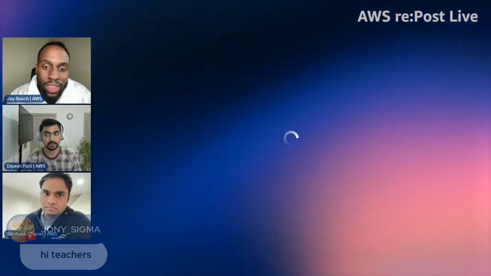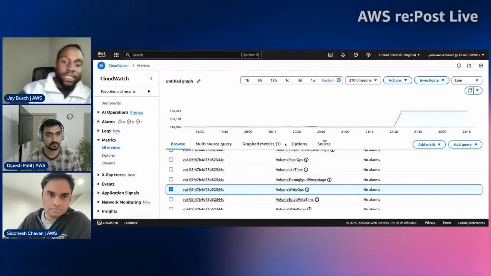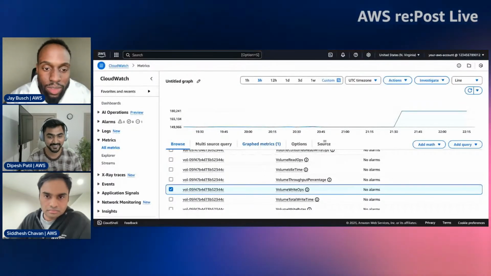Yeah. Now you should see the metrics for write ops with a blue graph there. We'll get you thrown back up on screen. There we go. Write ops.